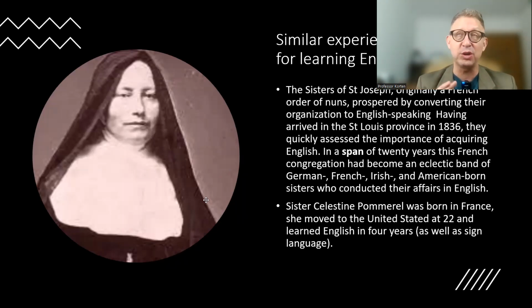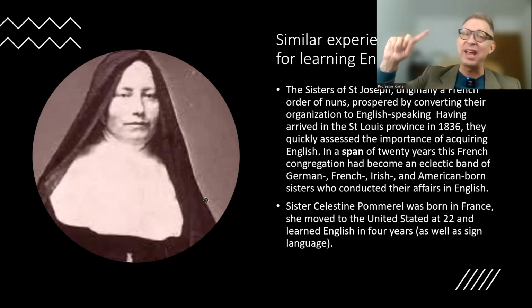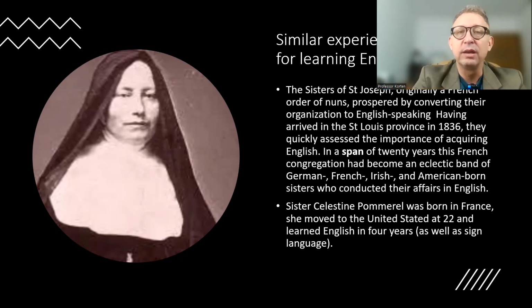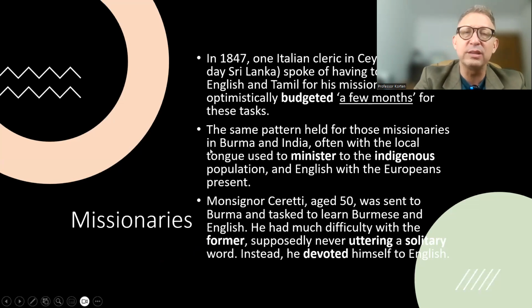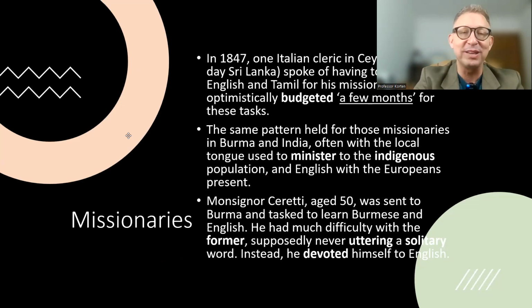And this is interesting when you talk about, can we learn 2 languages at once? Celestine did it. She learned sign language and English at a very high level. And the point is, this French order, in a matter of 1 generation, 20 years, everyone converted to English. And that grew the community because English became the common language. And one final thing is, when you were traveling overseas, you tried to learn the local language, whether it's Sri Lanka, Burma, India, but you also always learned English and the local. Some of them were better than others.